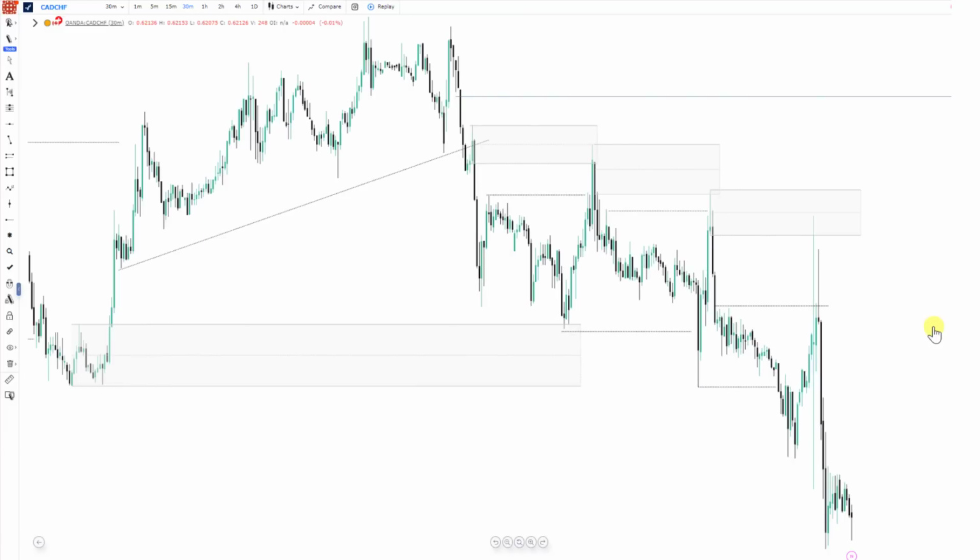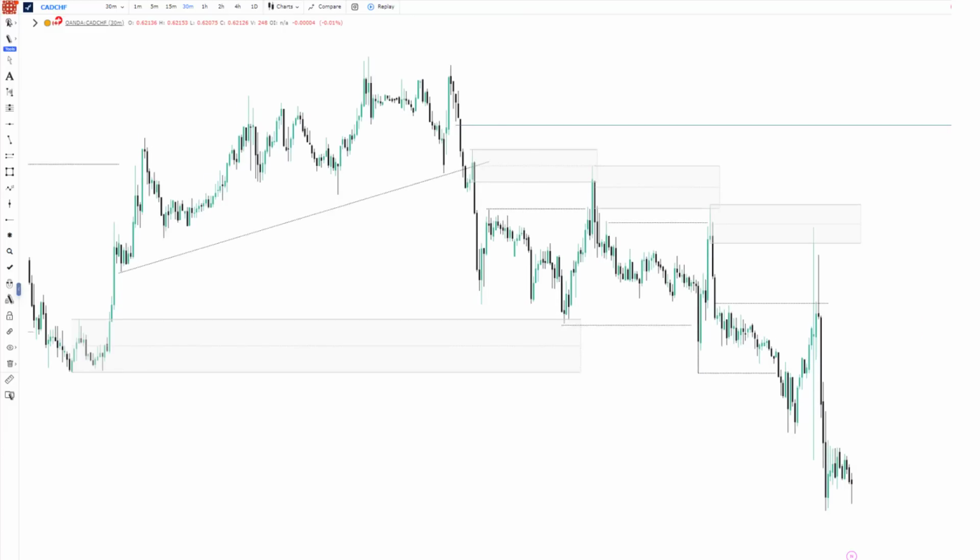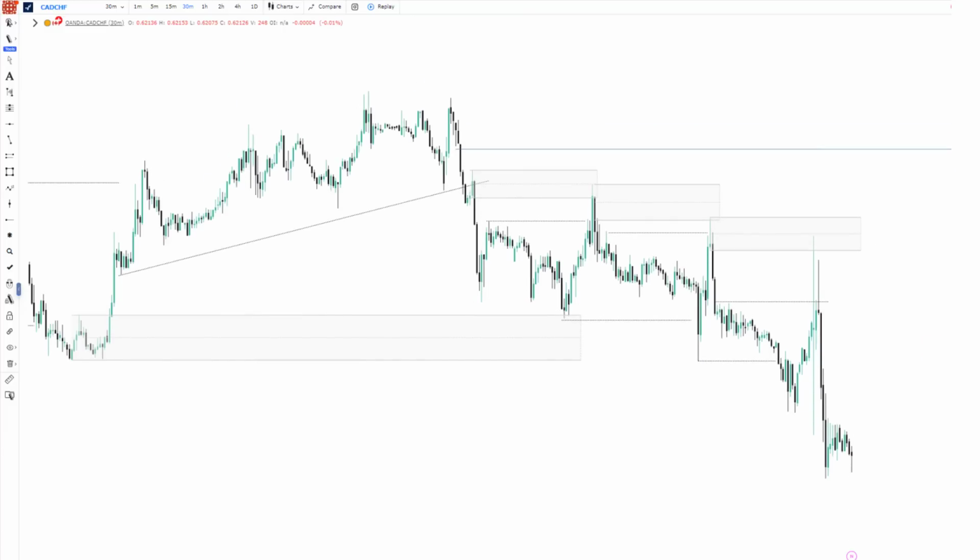Learn how to analyze price across different time frames, not just analyzing price but understanding what price is currently doing across all these time frames.